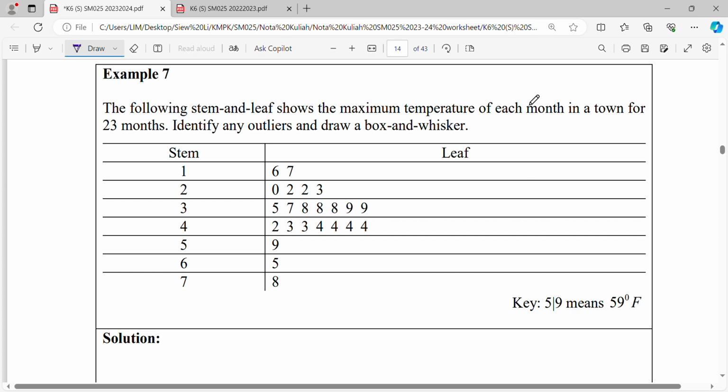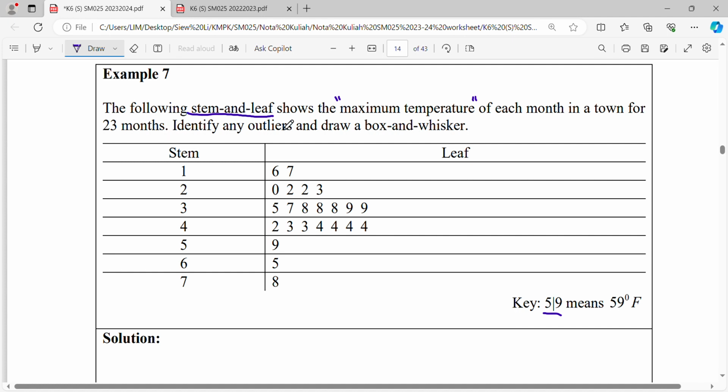So in your example here, they're giving you data in a stem and leaf presentation. And what's your key? You see, 5|9 means 59. So the values here are 16, 17, 20, 22, and so on until 78. This data is about the maximum temperature of a month in a town for 23 months.